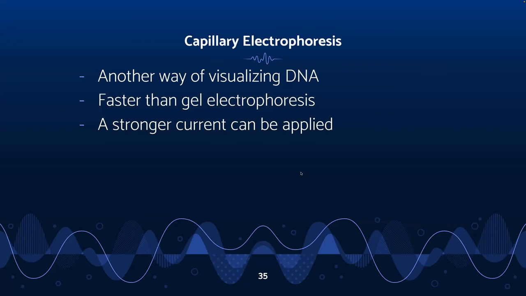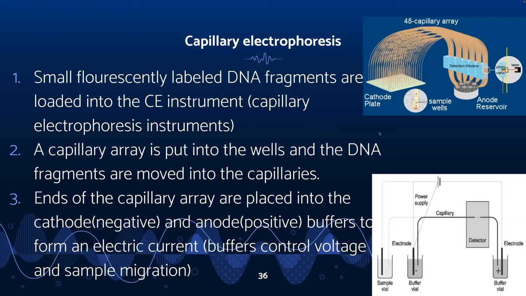All right. Next is capillary electrophoresis. This is another way of visualizing DNA, kind of like gel electrophoresis. One difference is that it is faster and a stronger current can be applied. So it's kind of a better way to do gel electrophoresis. First, these small DNA fragments are fluorescently labeled, and they're loaded into the CE instrument. That basically means the capillary electrophoresis instrument, the machine that does it all.